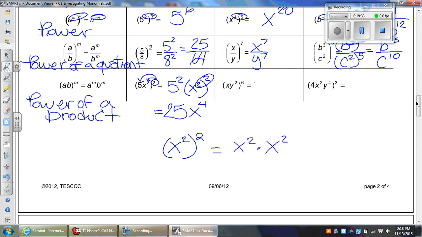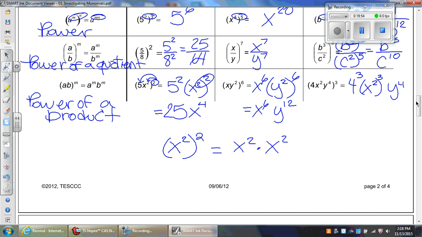Okay, next one we have x to the 6th power and then y squared to the 6th power. So right there we cannot add, right? For sure. We will have x to the 6th, y to the 12th. And for the last one we will have 4 to the 3rd power, x squared to the 3rd power, and y to the 4th to the 3rd power. So remember here, we need to multiply those exponents. So we will have 4 to the 3rd power is 64, x to the 6 and y to the 12.